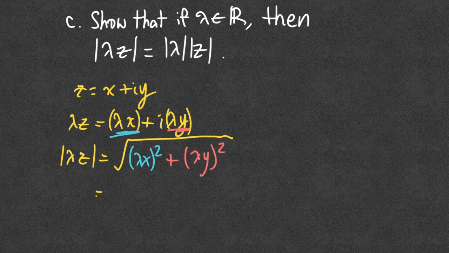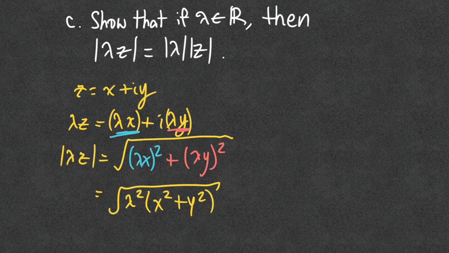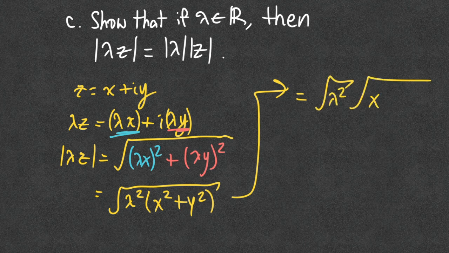Okay, and when you work that out, you're going to get a lambda squared that's going to factor, and then you're going to have x squared plus y squared left over. This is going to be equal to distributing the square root to both the lambda squared and the x squared plus y squared term. And now what is the square root of lambda squared? Well, you might think that it's lambda, but that's actually not true, right?